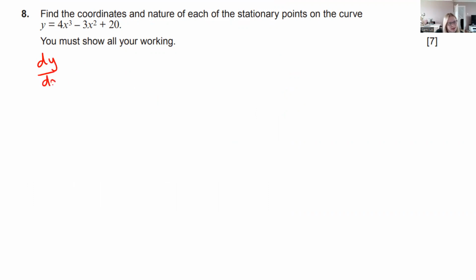We do dy by dx. Remember the power goes in front. So 3 times 4 gives us 12x squared minus 3 times 2 is 6x, and then that 20 is going to disappear. Now, the next thing we're going to be doing is equaling this to 0. And the reason why we equal it to 0 is we're essentially getting rid of that y function so we can solve for x. So we're going to say that 12x squared minus 6x is equal to 0.